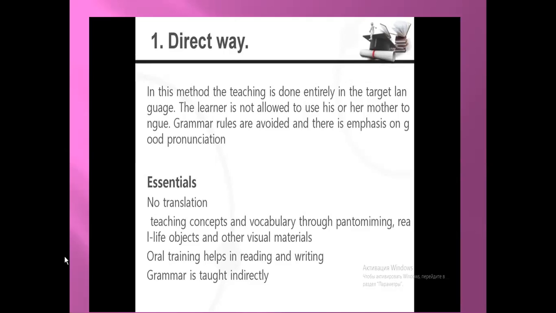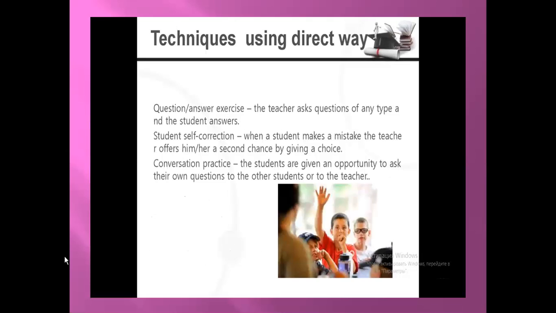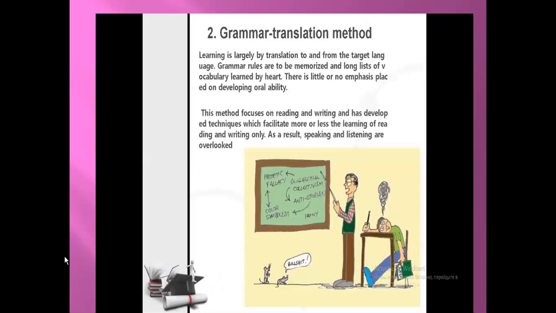Grammar is taught indirectly. Techniques used in the direct method: question and answer exercise, where the teacher asks questions of any type and the students answer. Student self-correction: when a student makes a mistake, the teacher offers a second chance by giving a choice. Conversation practice: the students are given an opportunity to ask their own questions to other students or to the teacher.